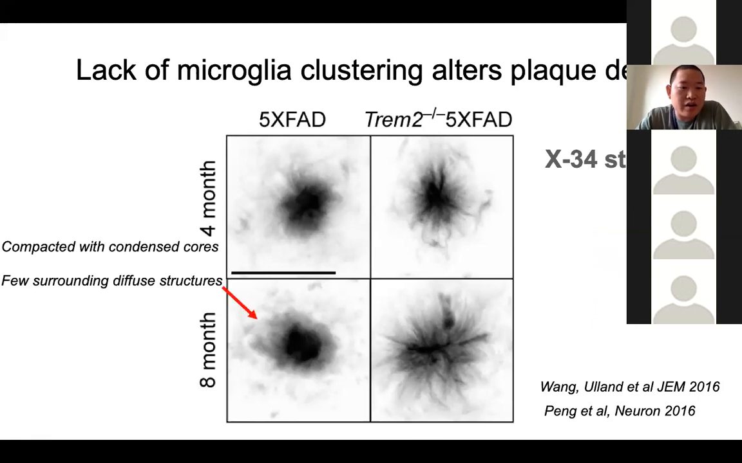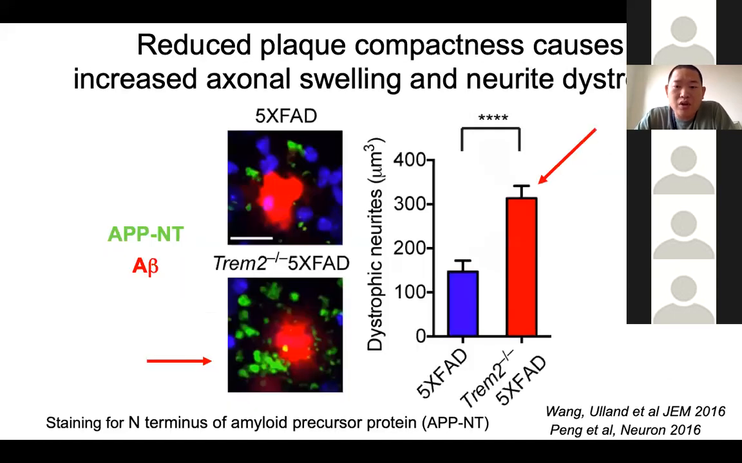As I show here, plaques from 5XFAD mice were compact with a condensed core and few surrounding diffuse structures, while plaques from TREM2 knockout 5XFAD mice were more loosely packed with smaller cores and many fiber-like structures extending outwards, which resulted in increased axon swelling and neurite dystrophy, tested by N-terminal APP staining.